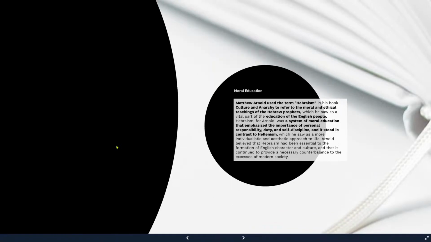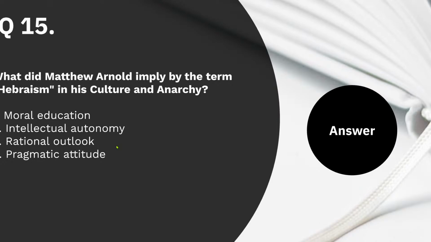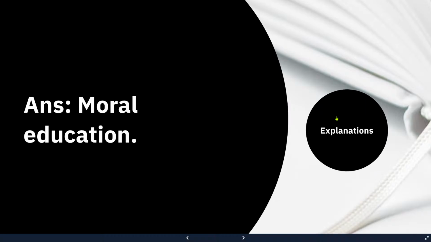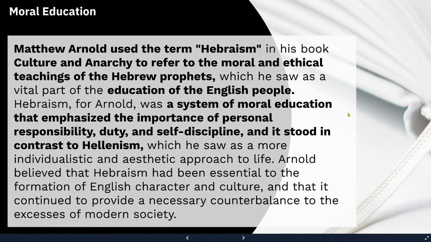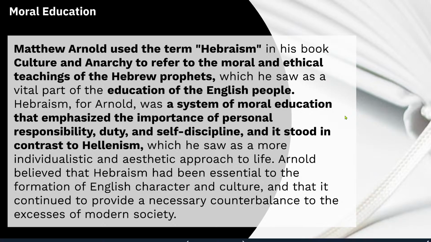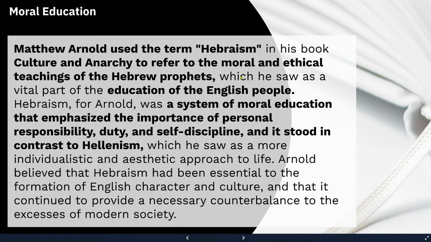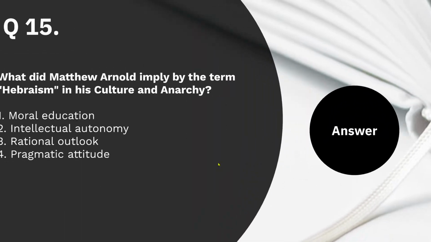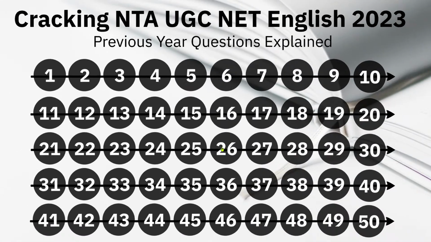So we have the answer, moral education. The question was, what did Matthew Arnold imply by the term Hebraism? The answer was moral education. Intellectual could also be, because the teaching of Hebrew people, and some options were there like intellectual here, but anyway, we'll just go with moral education, which is the correct one.